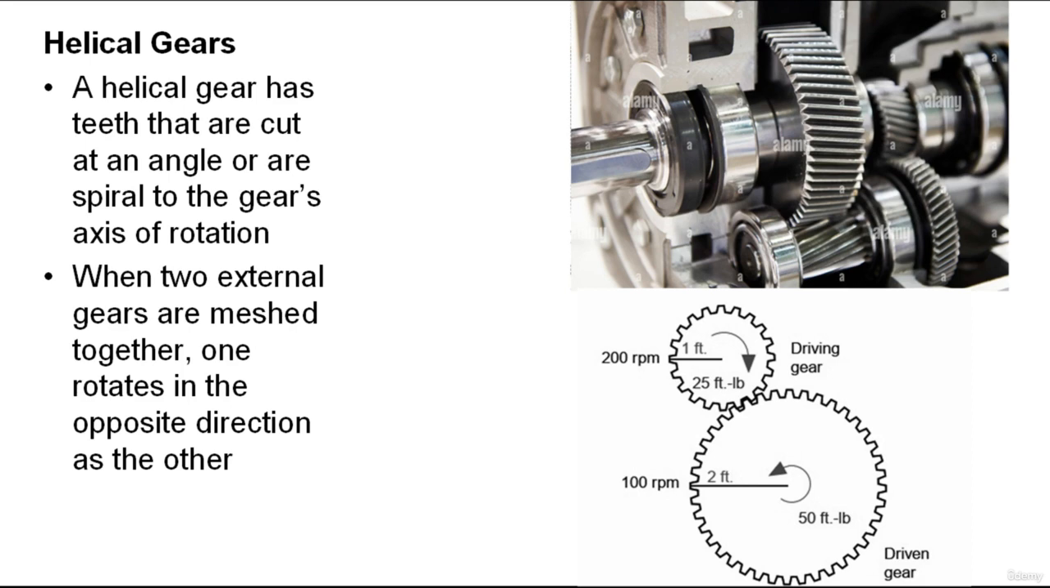Also, there is another type of gear, which is the helical gear. A helical gear has teeth that are cut at an angle, or are spiral, to the gear's axis of rotation. This configuration allows two or more teeth to mesh at the same time, which distributes tooth load and produces a very strong gear. Helical gears also run more quietly than spur gears because they create a wiping action as they engage and disengage the teeth on another gear.